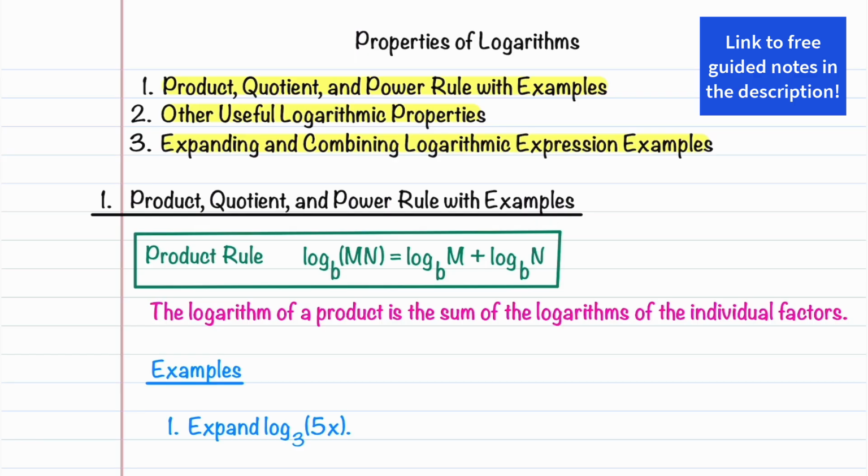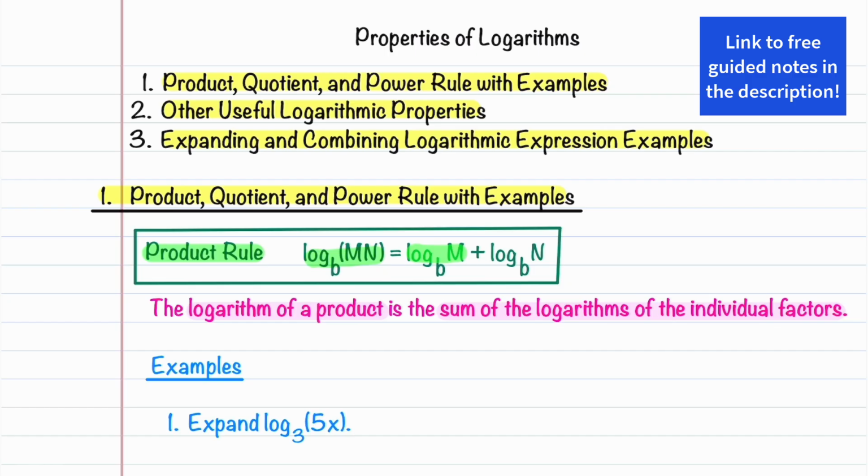Let's get started. The product, quotient, and power rule are the three main properties of logarithms that you need to know. The product rule tells us that the logarithm of a product is just the sum of the logarithms of the individual factors. When you have a log of any base of m times n, you're just going to break this up to the log of m plus the log of n.